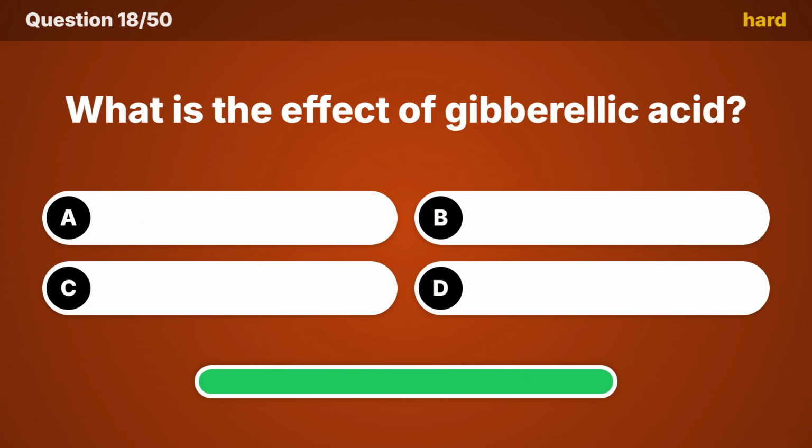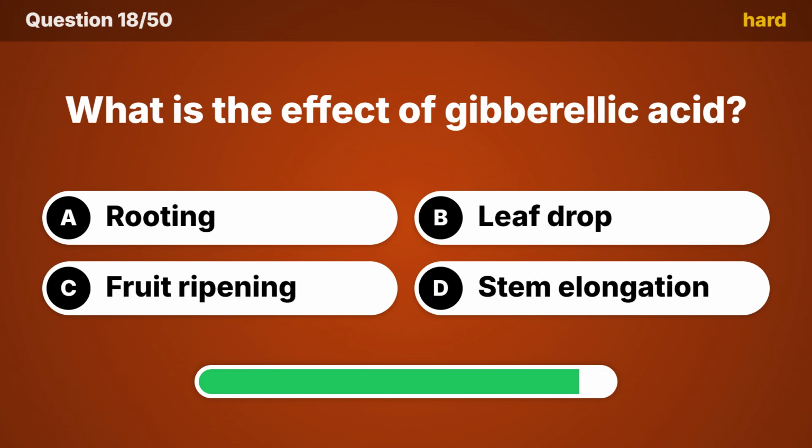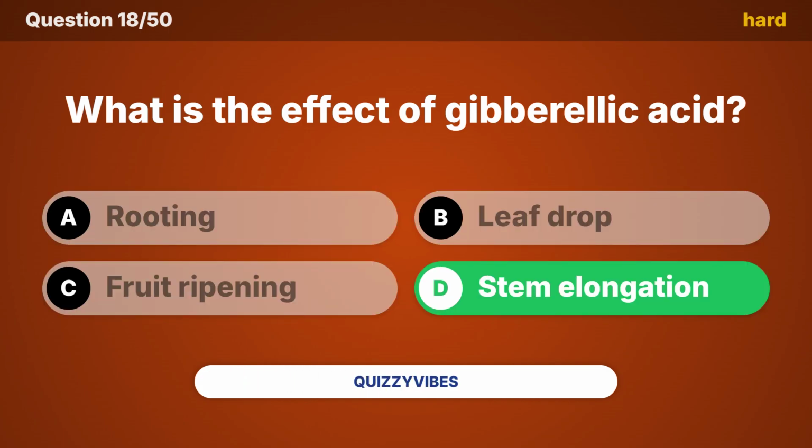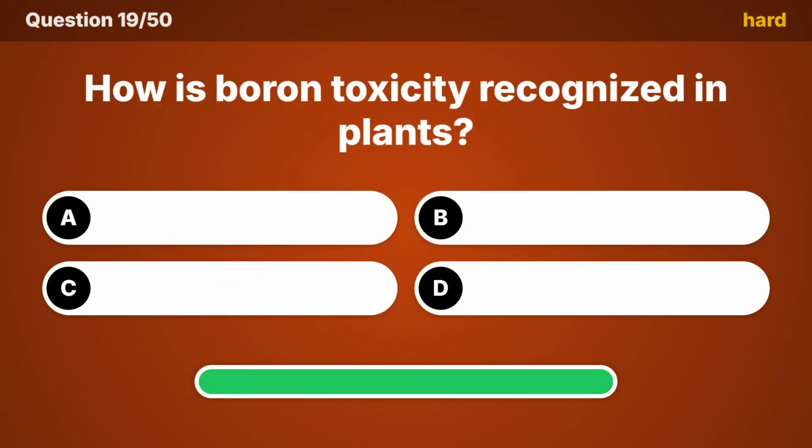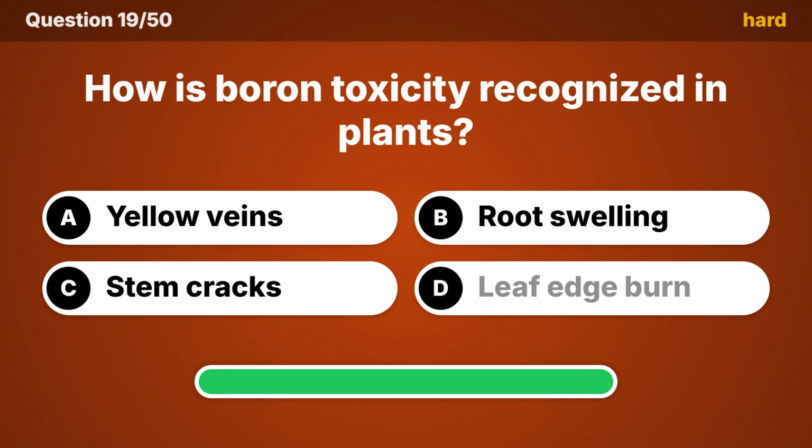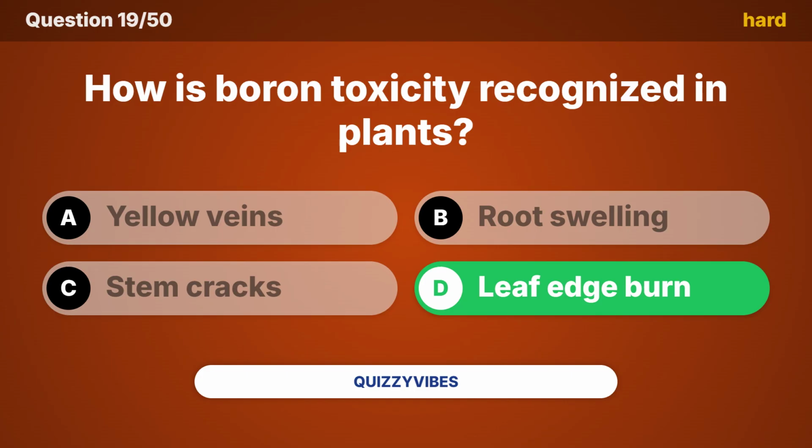What is the effect of gibberellic acid? The answer is stem elongation. How is boron toxicity recognized in plants? Time's up! It's leaf edge burn!